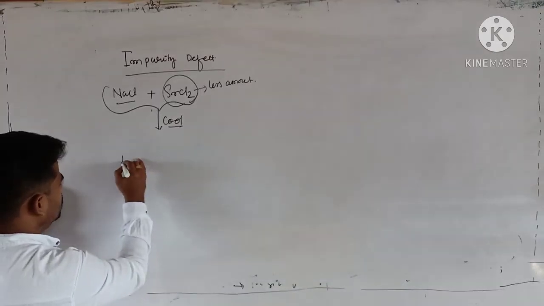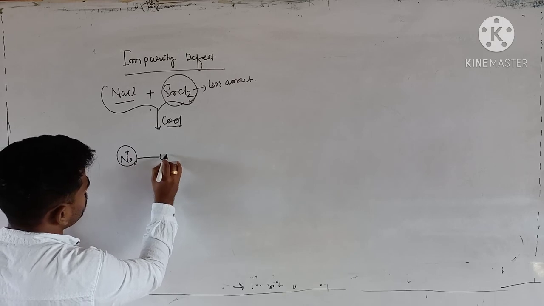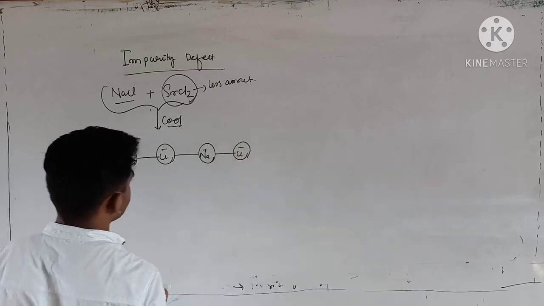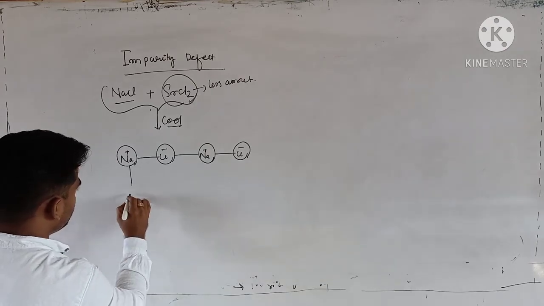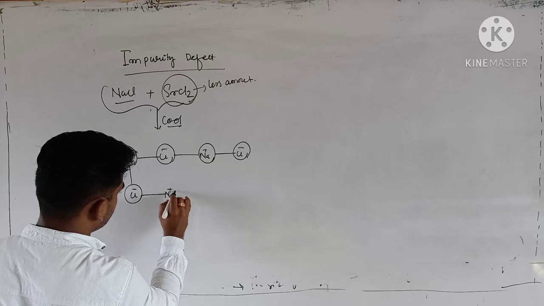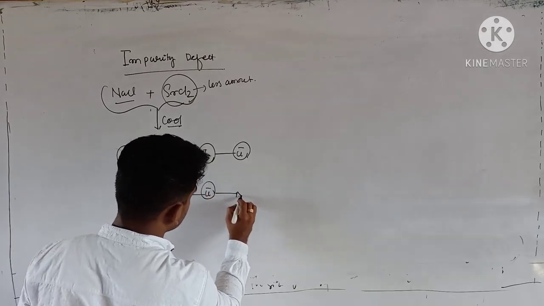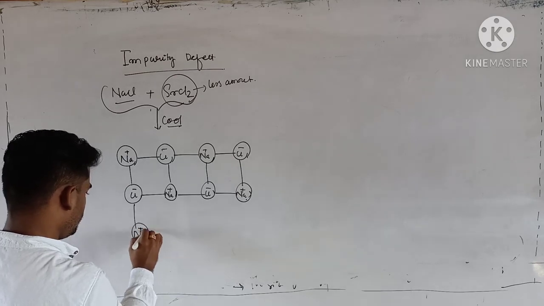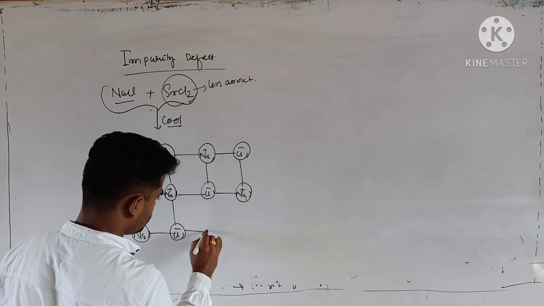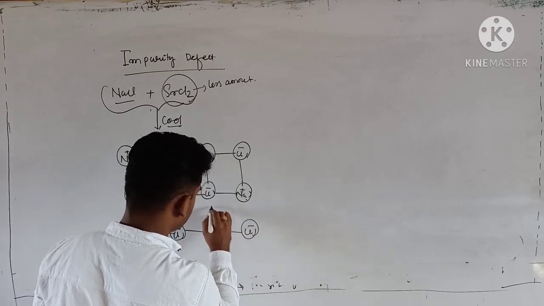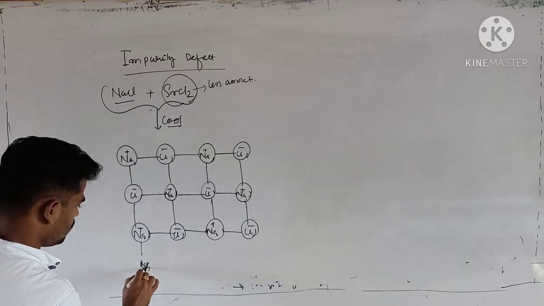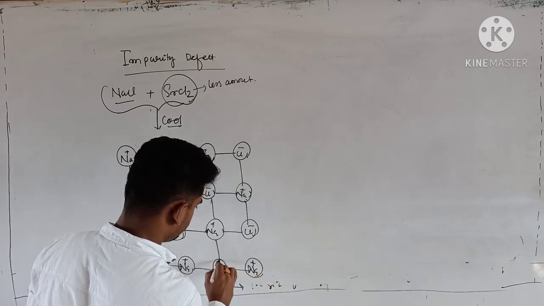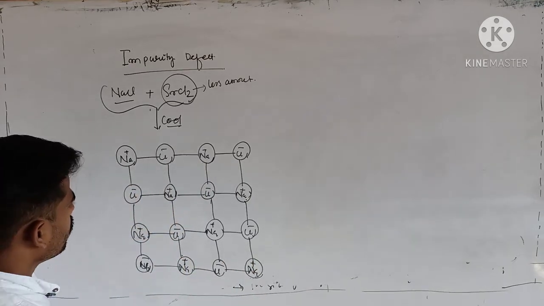See, suppose this one is Na plus, Cl minus, again Na plus, Cl minus, next Cl minus, Na plus, Cl minus, Na plus, and here Na plus, Cl minus, Na plus, Cl minus, Cl minus, Na plus, Cl minus, Na plus, like this.